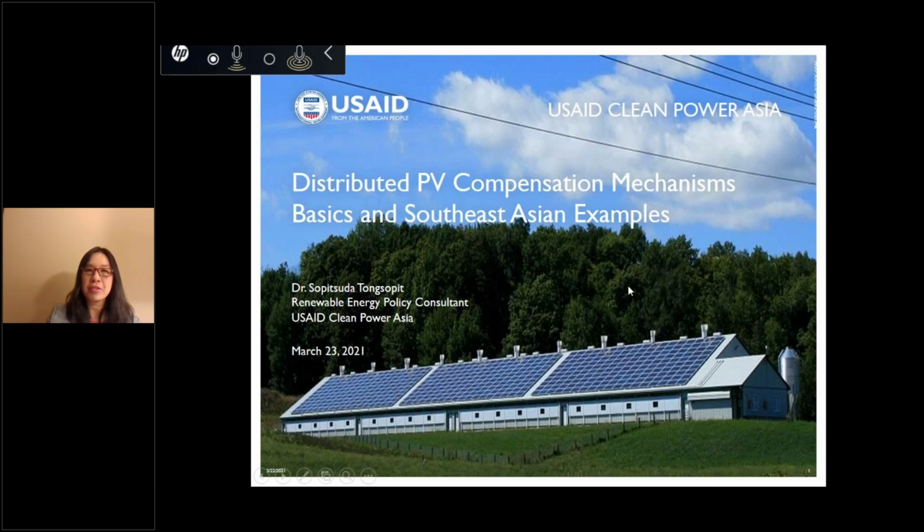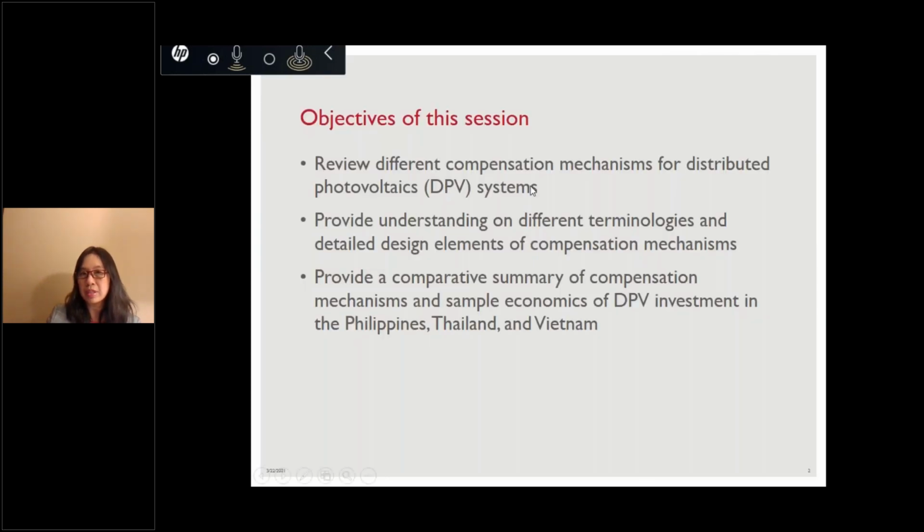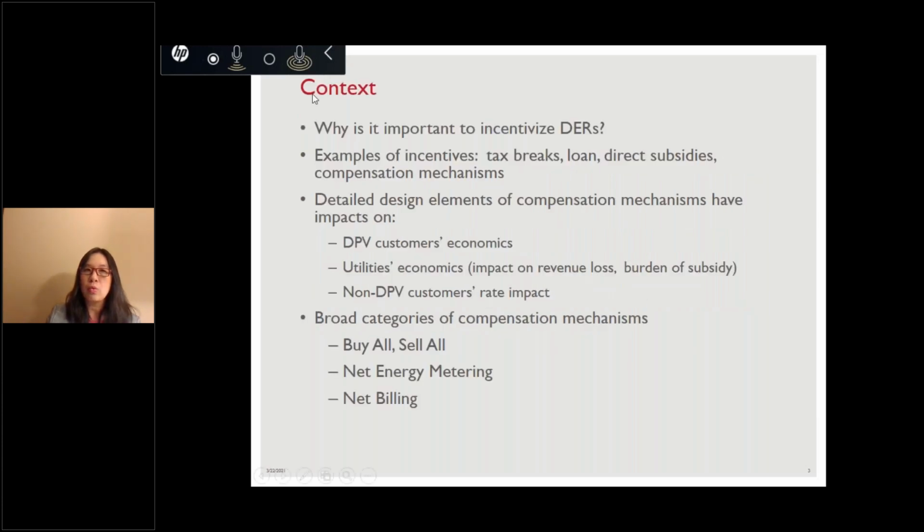So today I'm gonna cover the basics of compensation mechanisms for distributed PV, rooftop solar, and we'll review what the different compensation mechanisms are, and we'll deep dive into the different terminologies for designing different compensation mechanisms. And finally, we'll provide an example of how compensation mechanisms can affect the economics of distributed PV investment in 3 Southeast Asian countries. So first of all, why is it important to incentivize DERs? Certainly most of the audience here probably know about the declining costs in solar PV, energy storage, and electric vehicles.